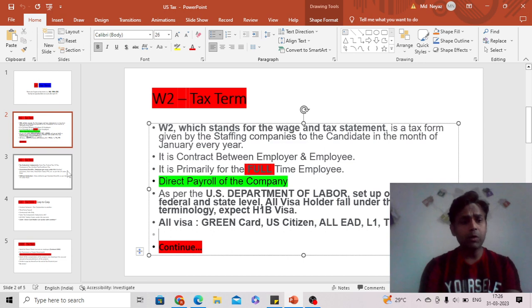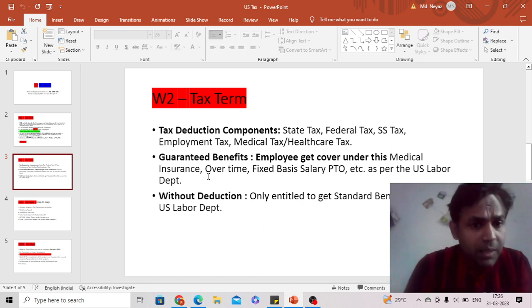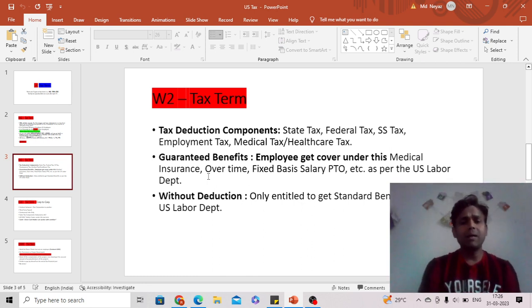So I'm going to talk about which tax components are deducted under this W2 tax terminology. The tax deduction components would be the state tax and federal tax, which includes social security tax, employment tax, medical tax and healthcare tax. These are the tax components which you pay through your employer, right? After filling the W2 form, the employee submits it to the employer. Then the employer submits it to the IRS, which is the Internal Revenue Service of the USA, right?